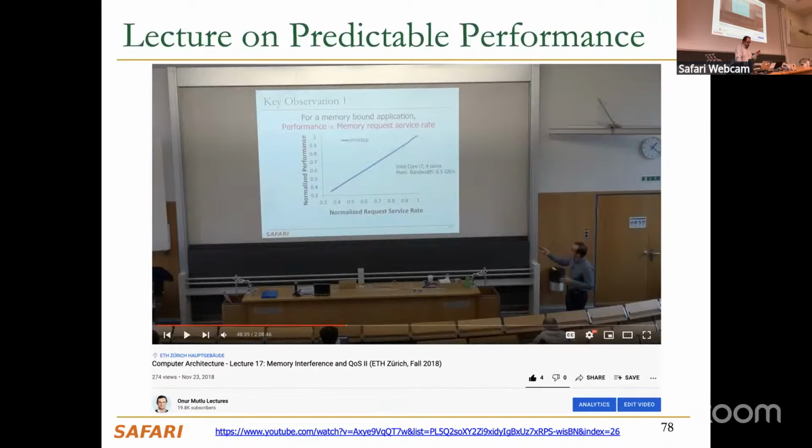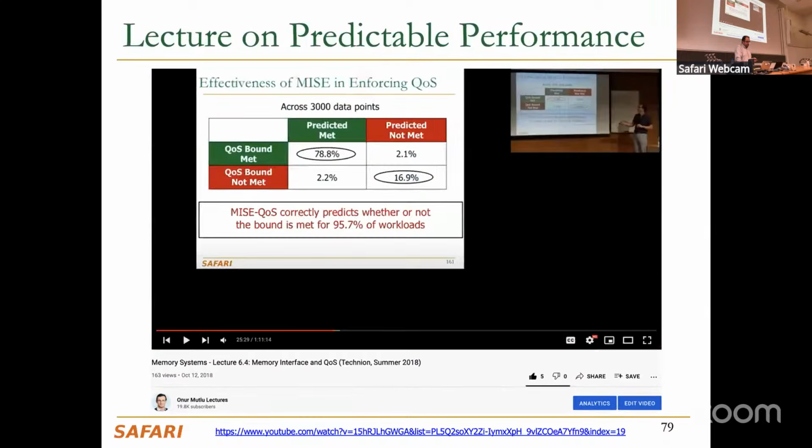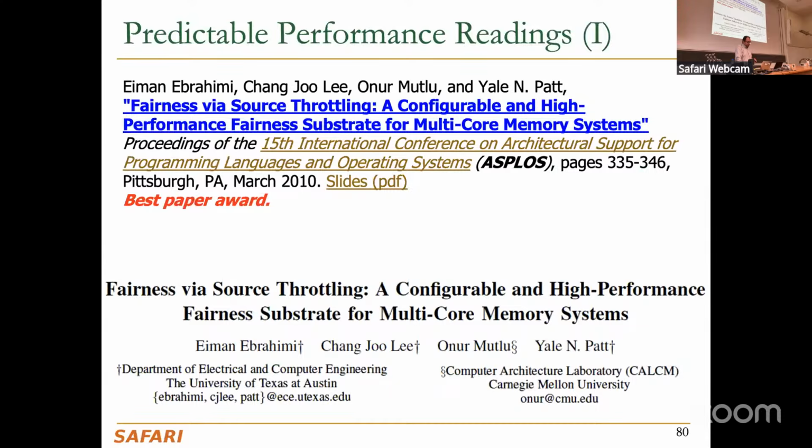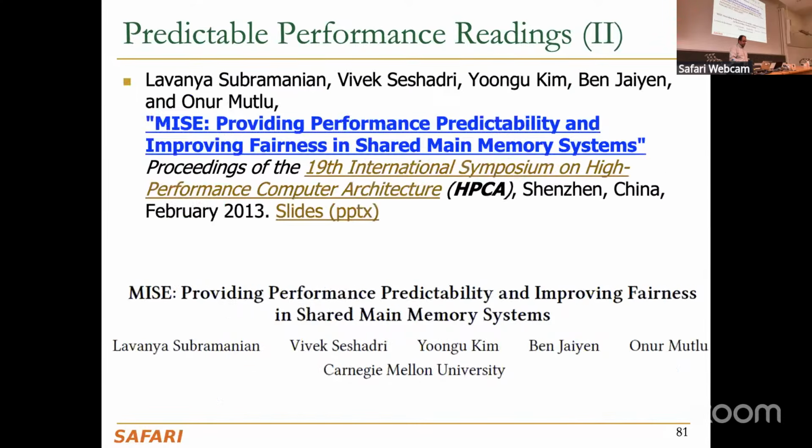So there are lectures from the past. If you want to learn more, you can check. This work is one of them, like providing fairness via source throttling. Remember different techniques that we have discussed. This can be categorized as a dump resources that we try to provide fairness by throttling. I'm going to discuss some of these works, but first I'm going to flash some of them.